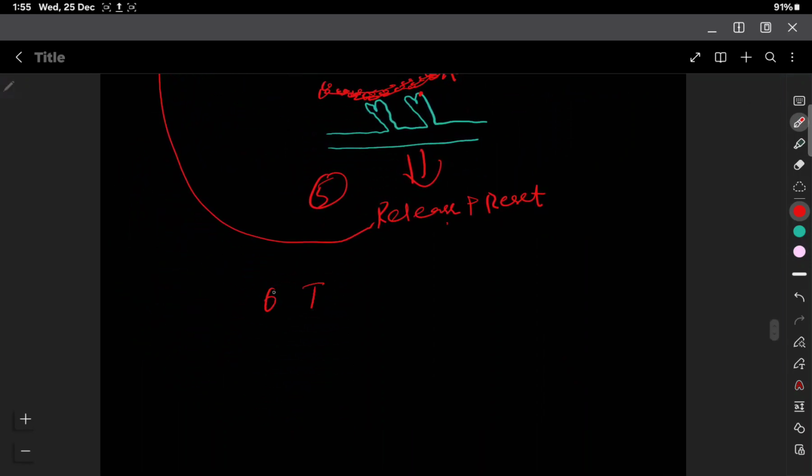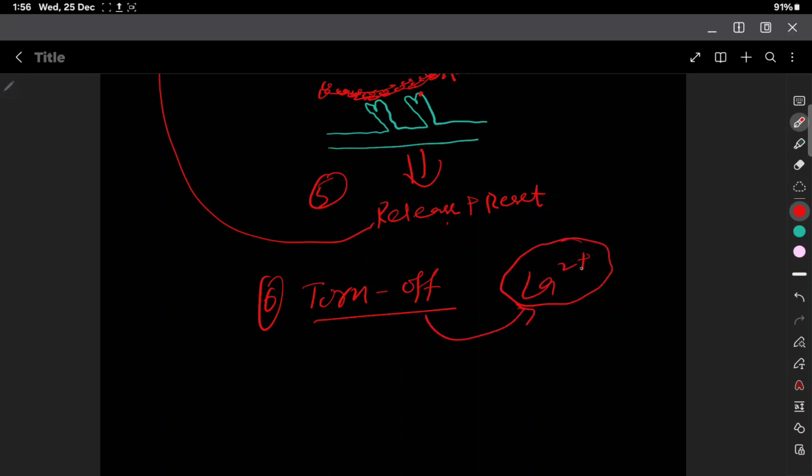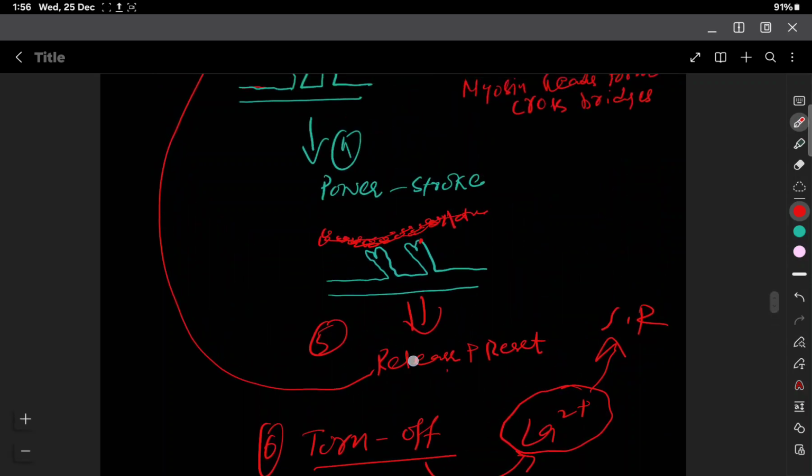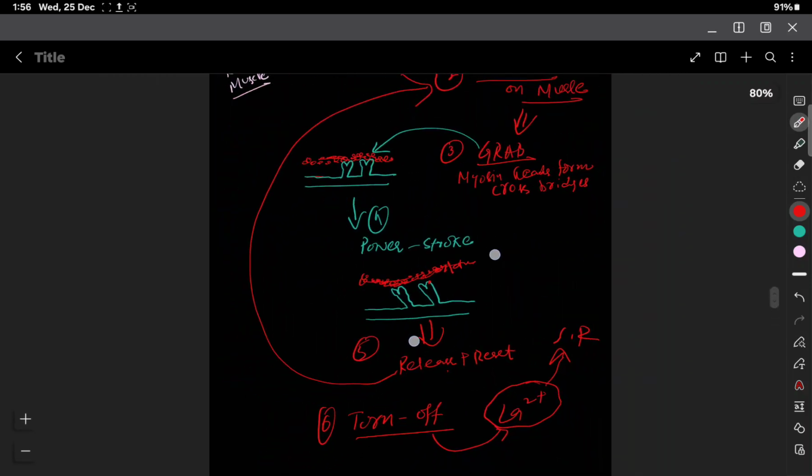Turn off. The sixth step is turn off. Calcium is pumped back to the sarcoplasmic reticulum, the Ca2+ which was present on the troponin goes back into the sarcoplasmic reticulum. As long as calcium is present, the steps will be repeated, 2, 3, 4, 5, 2, 3, 4, 5, those steps will be repeated.